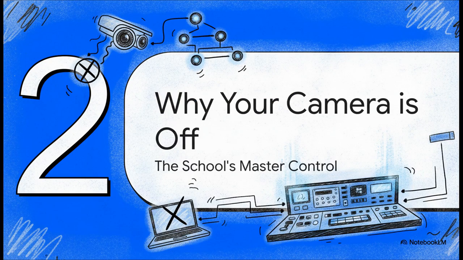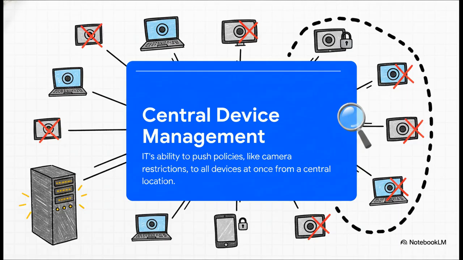And this is that something else. The crucial thing to get is that the camera isn't off by accident. A lot of the time, it's off by design. It's being controlled from a central command center that you probably never even see. Let's just call it the school's master control. This right here is the key concept, central device management. So what does that really mean? It means your IT department can push out a policy that turns off every single camera in the entire school with just a few clicks. They don't even need the device in their hands. It's a really powerful tool for them, and it's the main reason your frantic troubleshooting often goes nowhere.